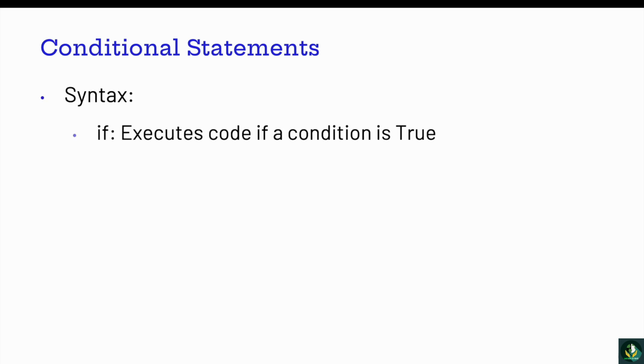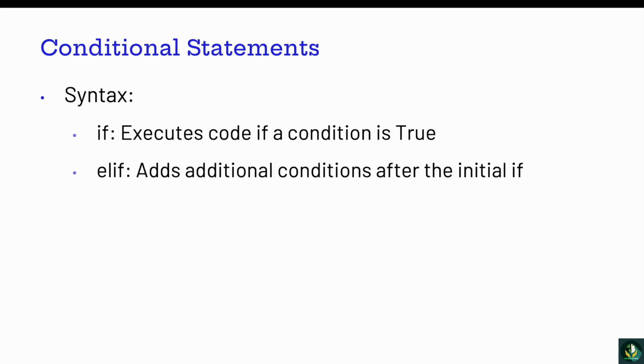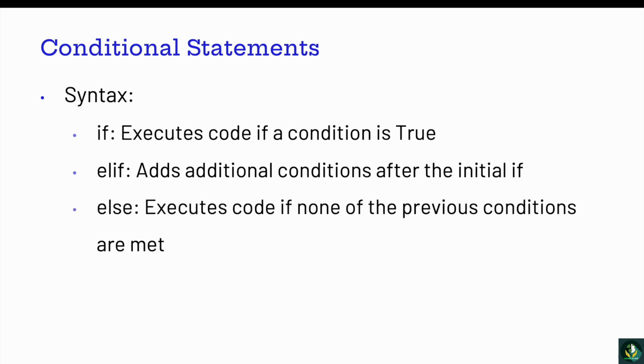First, we have if, which executes code if a condition is true. We have else if, which adds additional conditions after the initial if. And then finally, we have else, which executes code if none of the previous conditions are met.